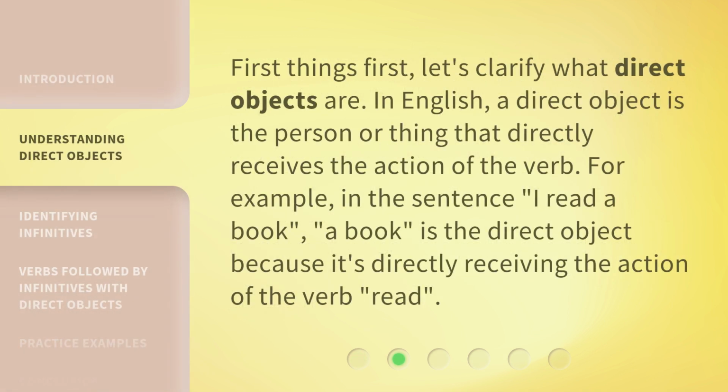First things first, let's clarify what direct objects are. In English, a direct object is the person or thing that directly receives the action of the verb. For example, in the sentence, I read a book, a book is the direct object because it's directly receiving the action of the verb, read.